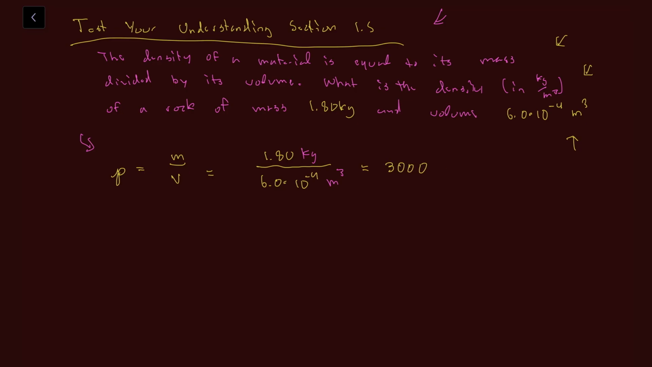3,000 is a density, which, if we wanted the correct number of significant figures, is simply 3.0 times 10 to the third. Remember the units, because I almost forgot: kilograms per meter cubed. So that's going to be it for section 1.5 of our textbook. And remember, we simply discussed uncertainty and significant figures.